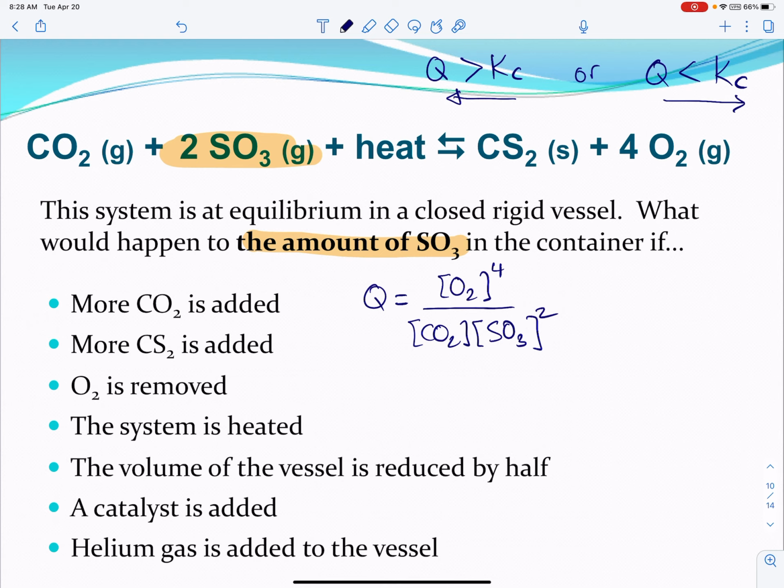Try the third one. Write the stress down in your notes. Oxygen is removed from the container. What will happen to the amount of SO3 as a result of that?